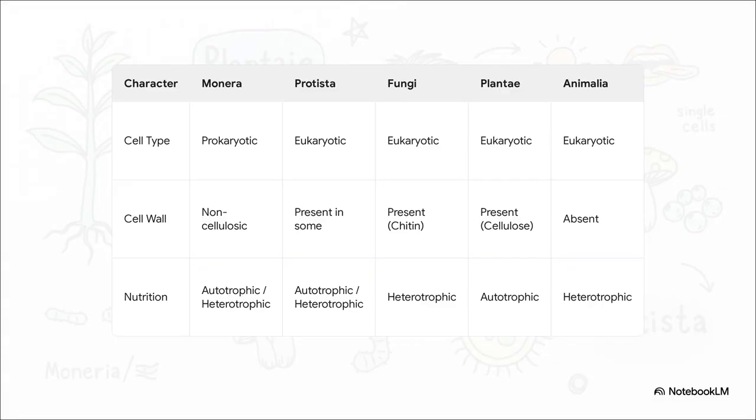Okay, don't let this table scare you. Let's just break it down together. Look at the very first row, cell type. See? Only kingdom Monera is prokaryotic, easy peasy. Everything else is eukaryotic. Now look at cell wall. For Animalia, it's absent. For fungi, they have a special one made of chitin. You see? Just focus on these key differences for your exam and you'll be golden.